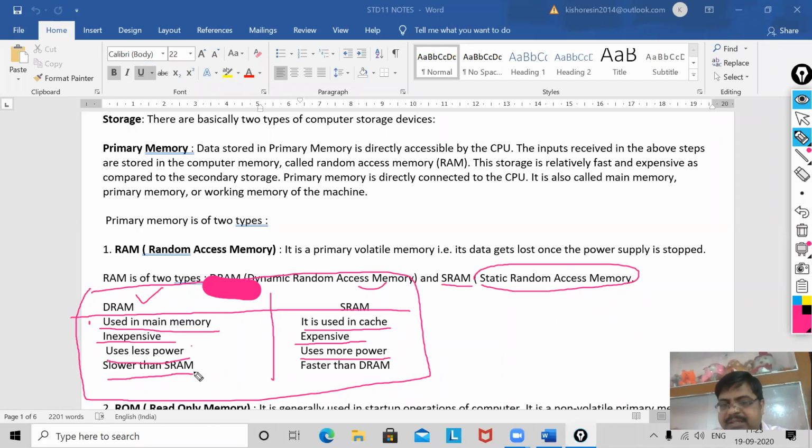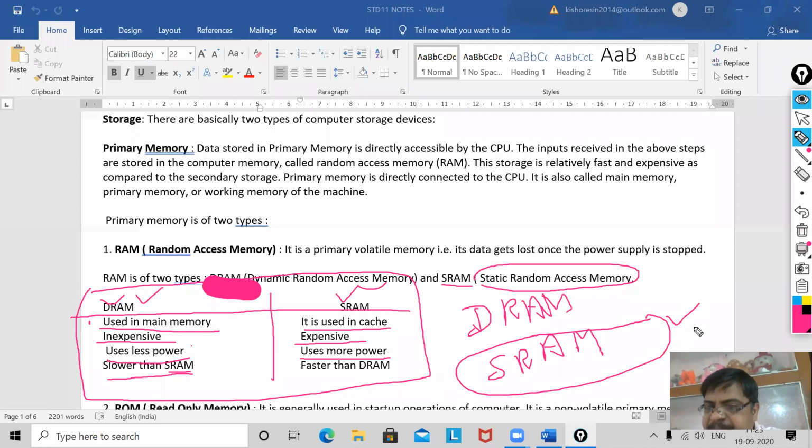If you are comparing SRAM and DRAM, you see the speed. Your SRAM is faster, my dear. Understood? In comparison to DRAM. So this is the main drawback of DRAM, and otherwise you have only the benefits of SRAM.